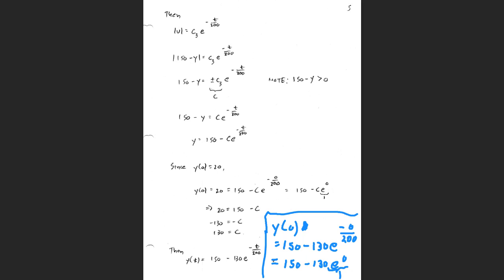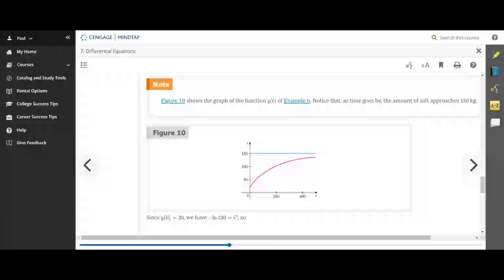I'm mentioning this because I want you to be comfortable with the picture that they're showing. Okay, so there's the graph in figure 10 of y of t, which is equal to 150 minus 130 times e to the power negative t over 200.